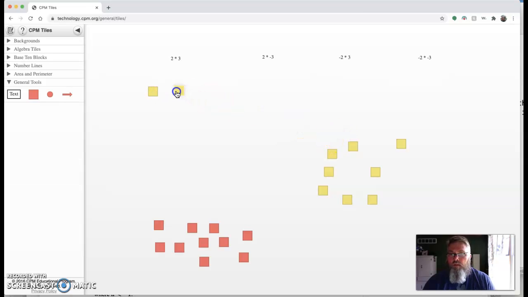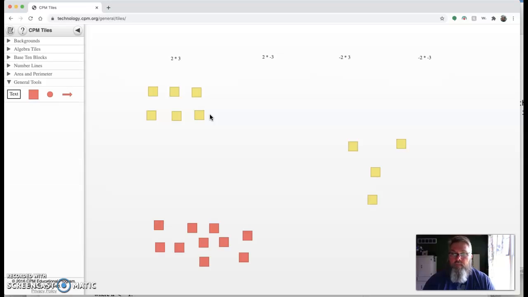Okay, it's a little slower than I thought. There's one group of 3 positives. And here is a second group of 3 positives. So I'm putting on two groups of 3 positives. What do I get? Looks like I get 1, 2, 3, 4, 5, 6. I get 6 positives, or positive 6.